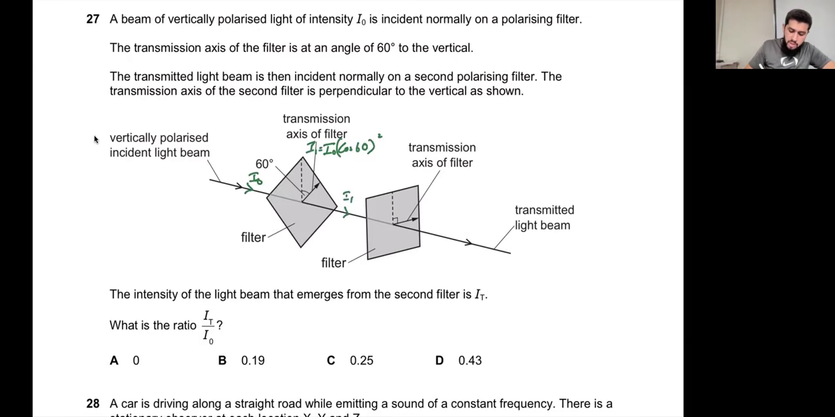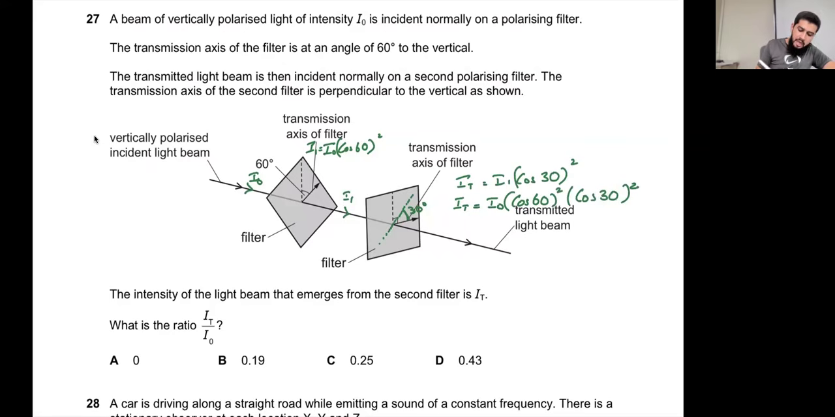After passing through the first polarizing filter, your light will be incident in this direction, at an angle of 60 degrees to the vertical, which means the second transmission axis would be at an angle of 30 degrees. So IT will be I1 cos squared 30, or cos 30 squared. And I1 in itself is I0 cos 60 squared into cos 30 squared.